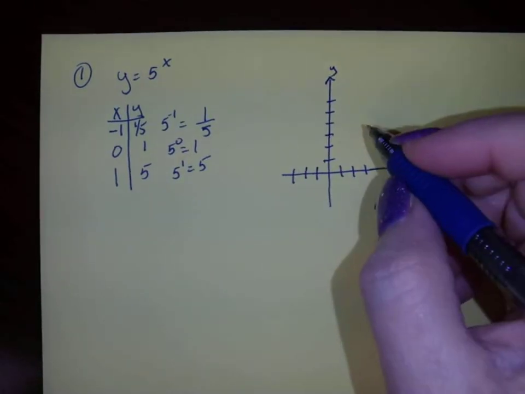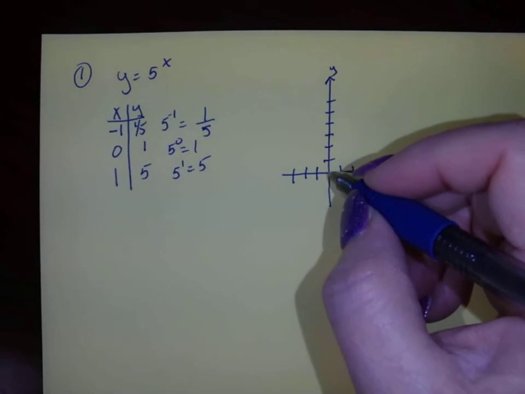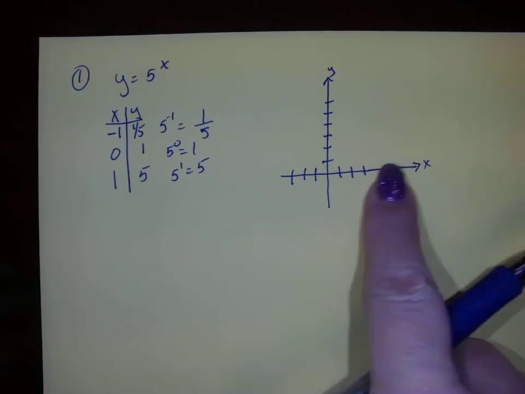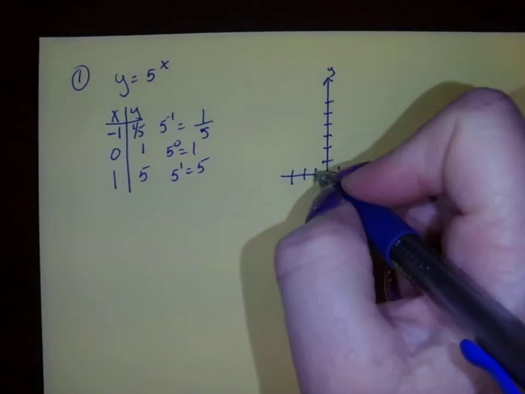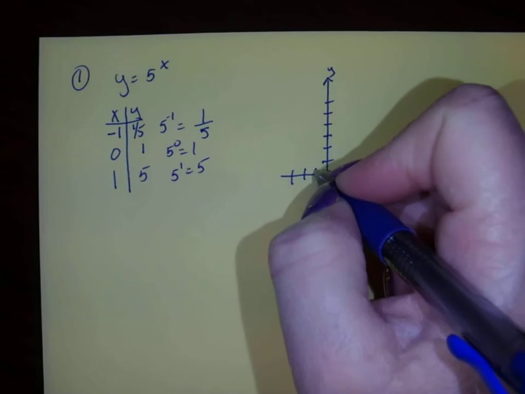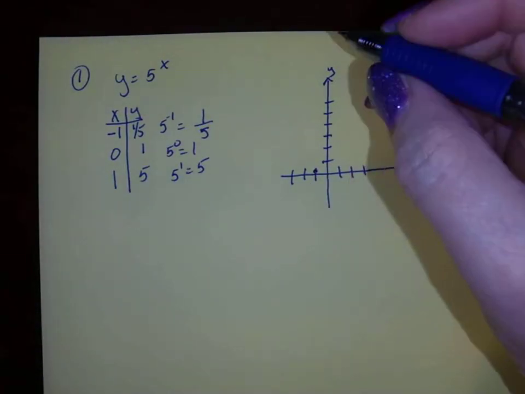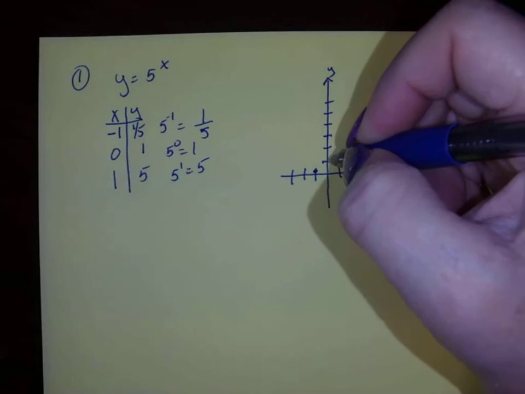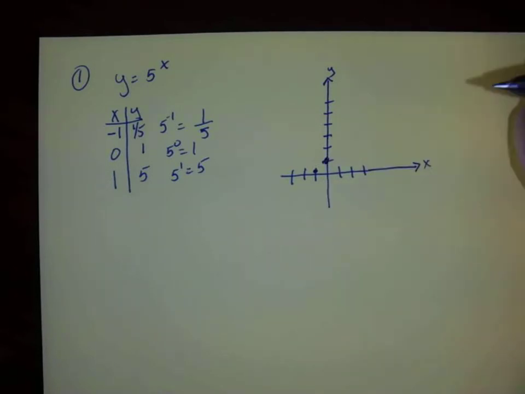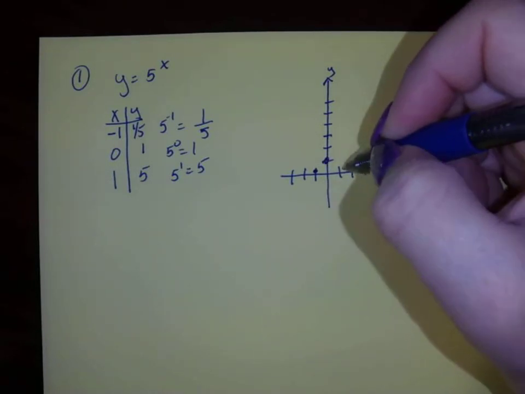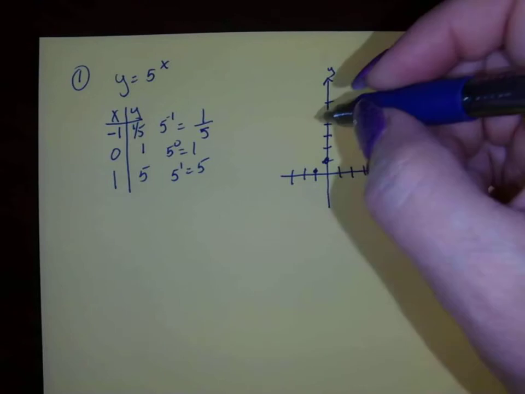So 1/5 is going to be close to our x-axis. So it'll be like right here. We're just doing a sketch. It doesn't have to be perfect. And then (0, 1) will be right there. And then (1, 5).